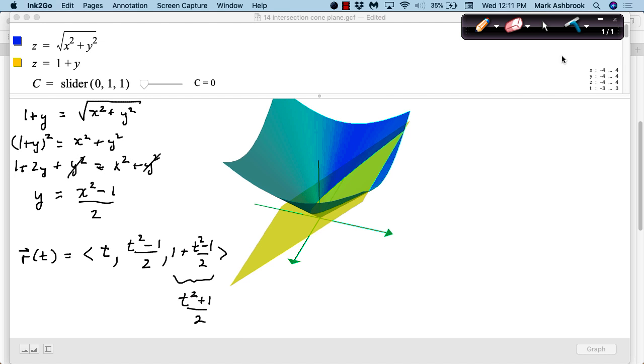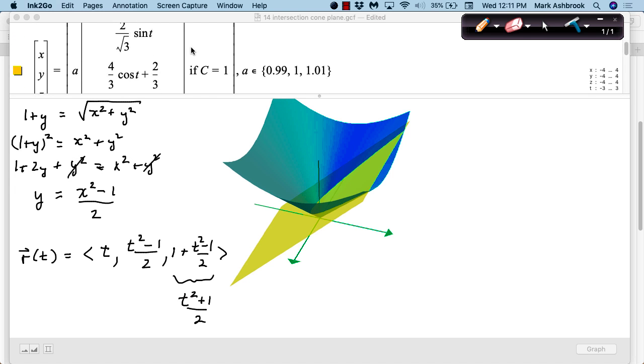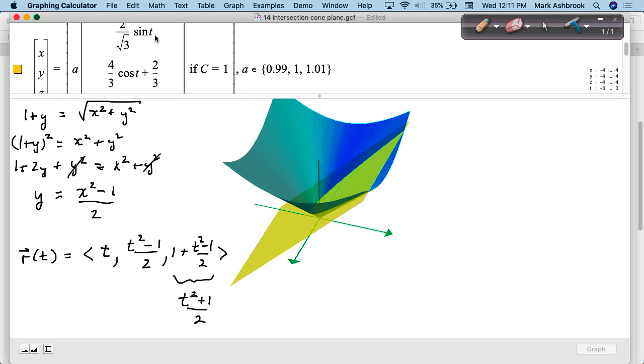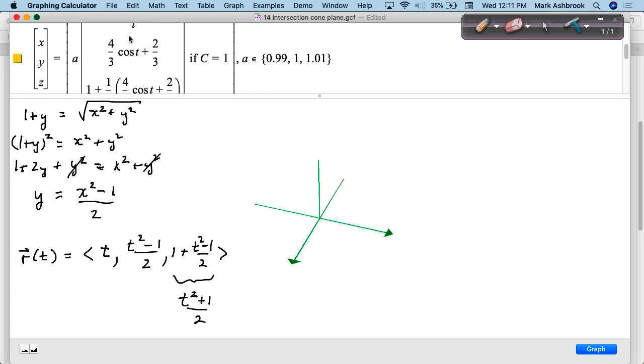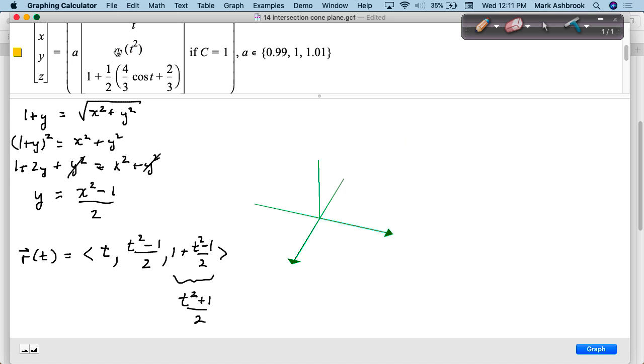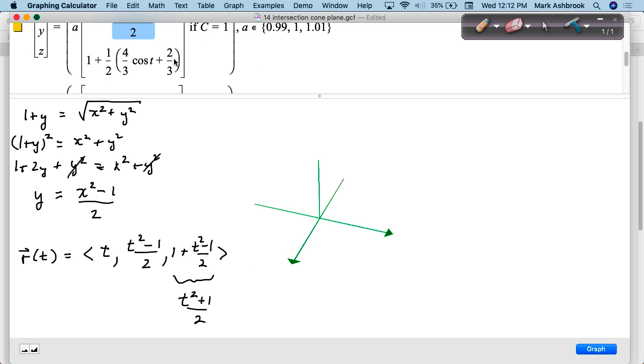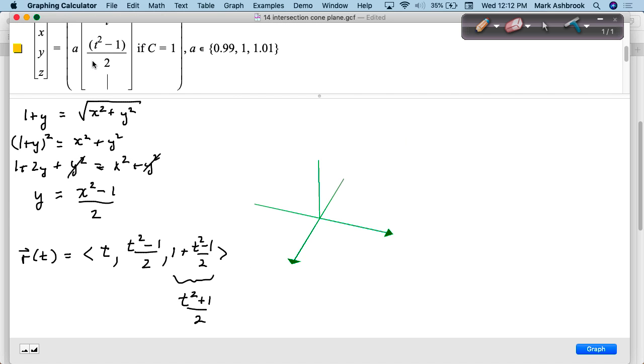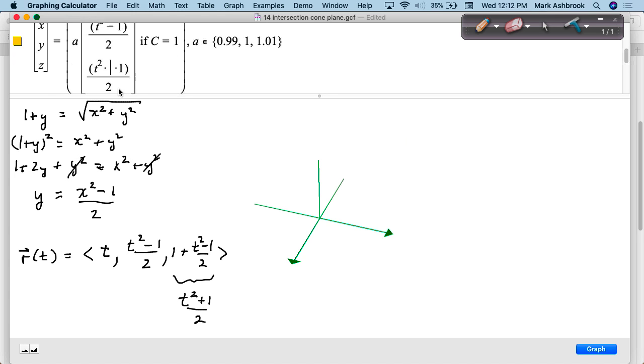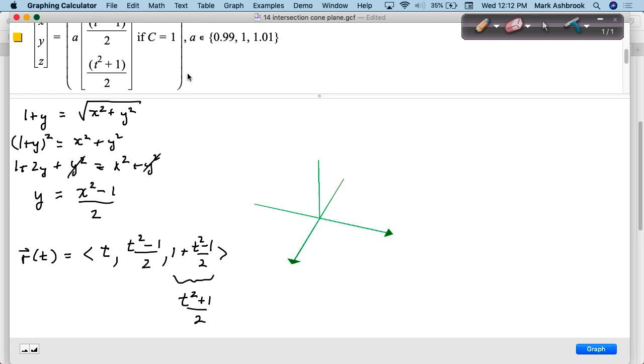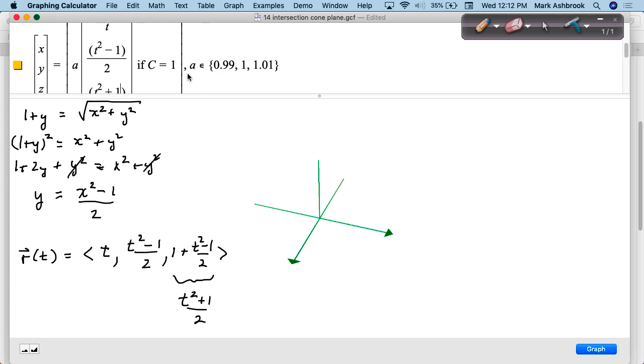So if we put that in and turn it on, we should get t, t squared minus 1 all over 2, and t squared plus 1 over 2. So is that the vector function we came up with?